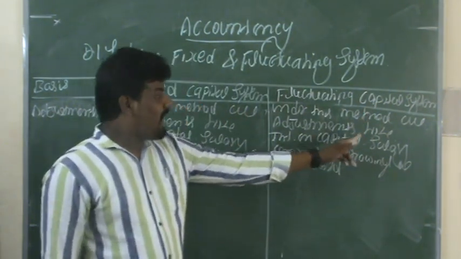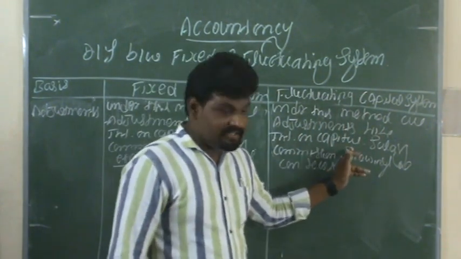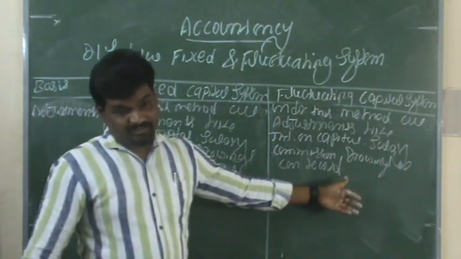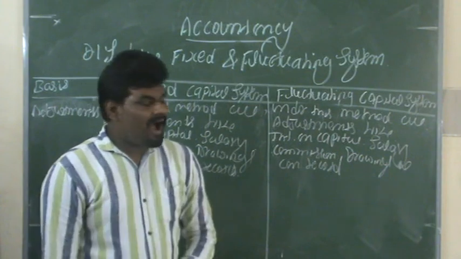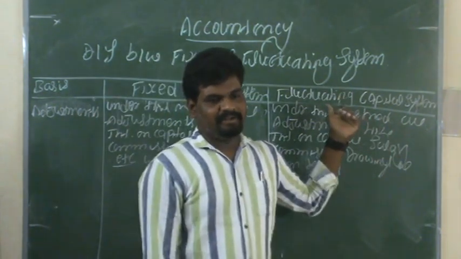capital system, all the adjustments like interest on capital, salary, commission, drawings, as well as interest on drawings, all the transactions we can record under the fluctuating capital system.